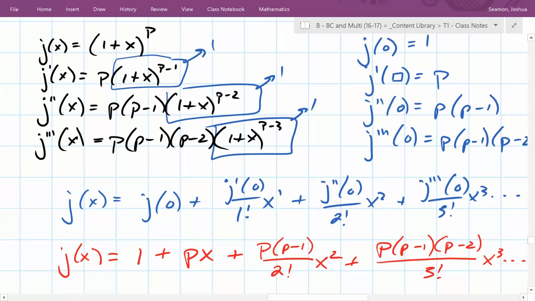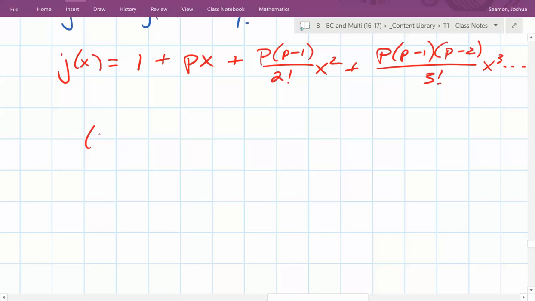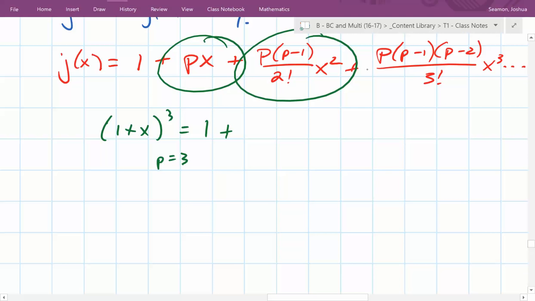So what's the point of having something like that? Well, I could ask you, Annie, what happens if I asked you to do, let's say, 1 plus x to the third. So p is now 3. That's equal to 1 plus... x to the third, sorry. So p is equal to 3. Plug in 3, what do you get? What's the next term?